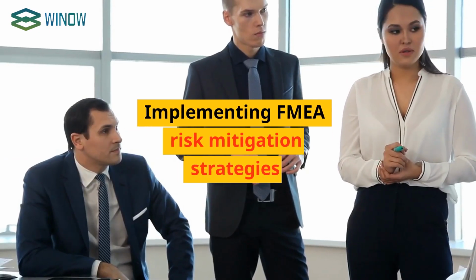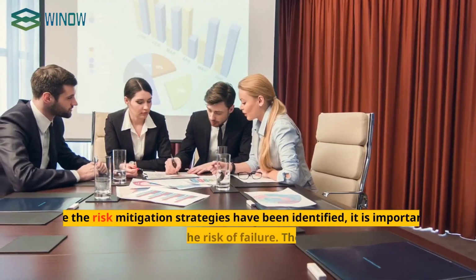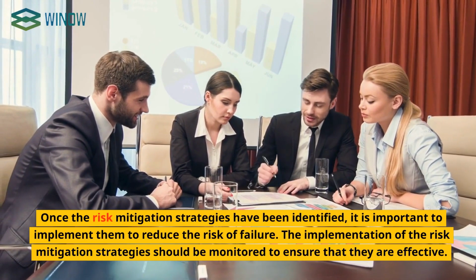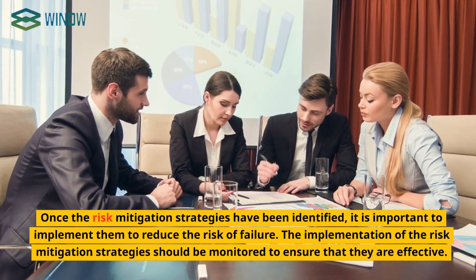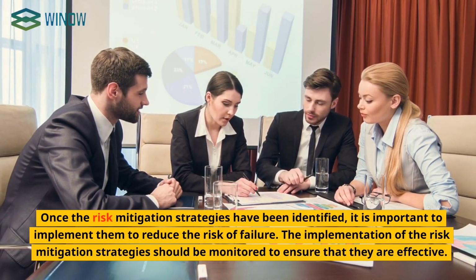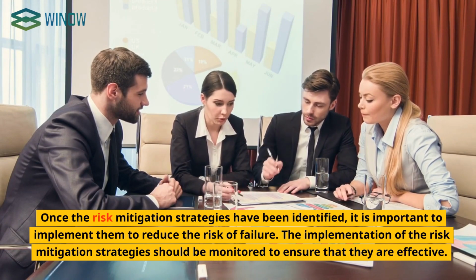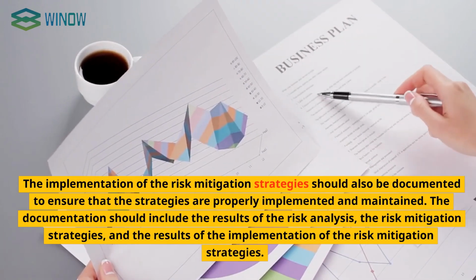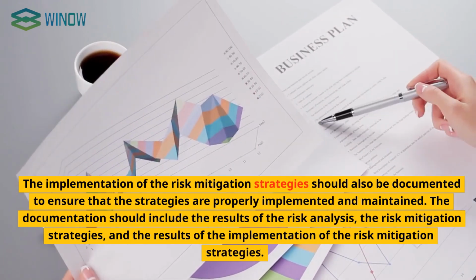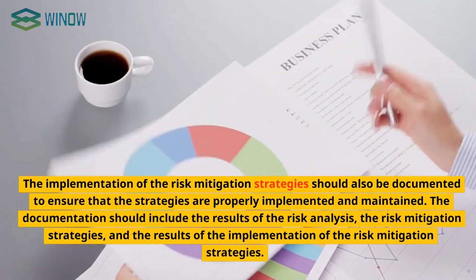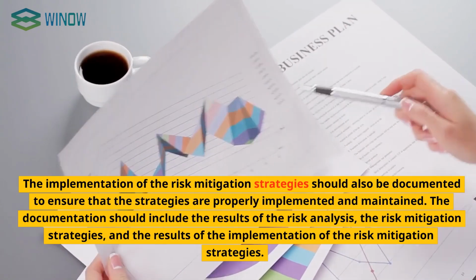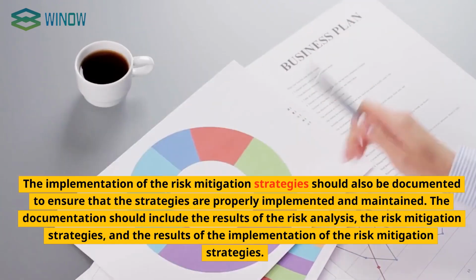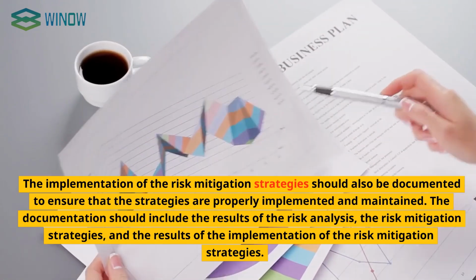Implementing FMEA risk mitigation strategies. Once the risk mitigation strategies have been identified, it is important to implement them to reduce the risk of failure. The implementation of the risk mitigation strategies should be monitored to ensure that they are effective. The implementation should also be documented to ensure that the strategies are properly implemented and maintained. The documentation should include the results of the risk analysis, the risk mitigation strategies, and the results of the implementation of the risk mitigation strategies.